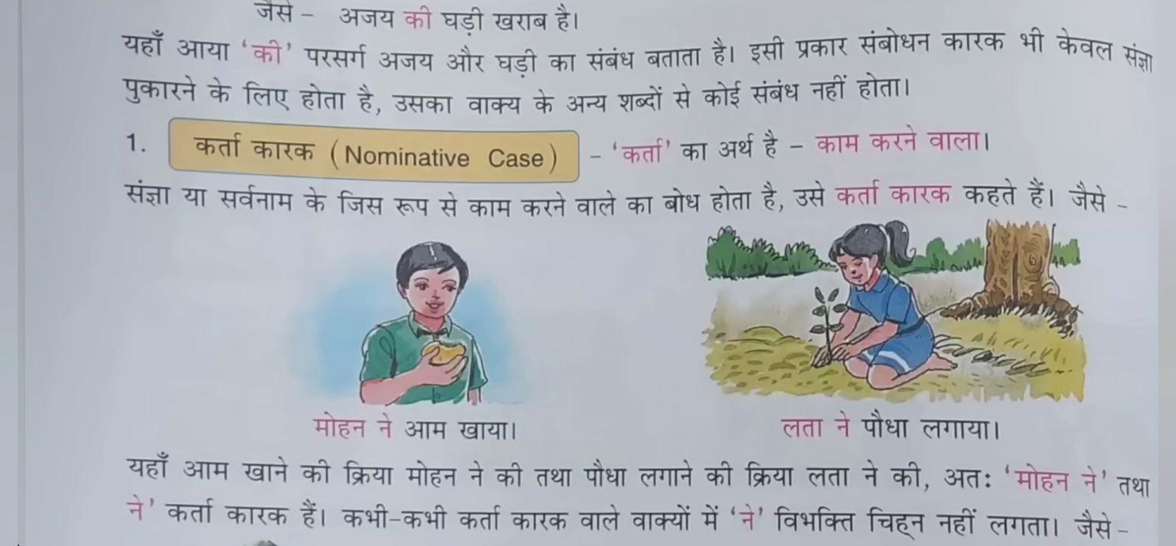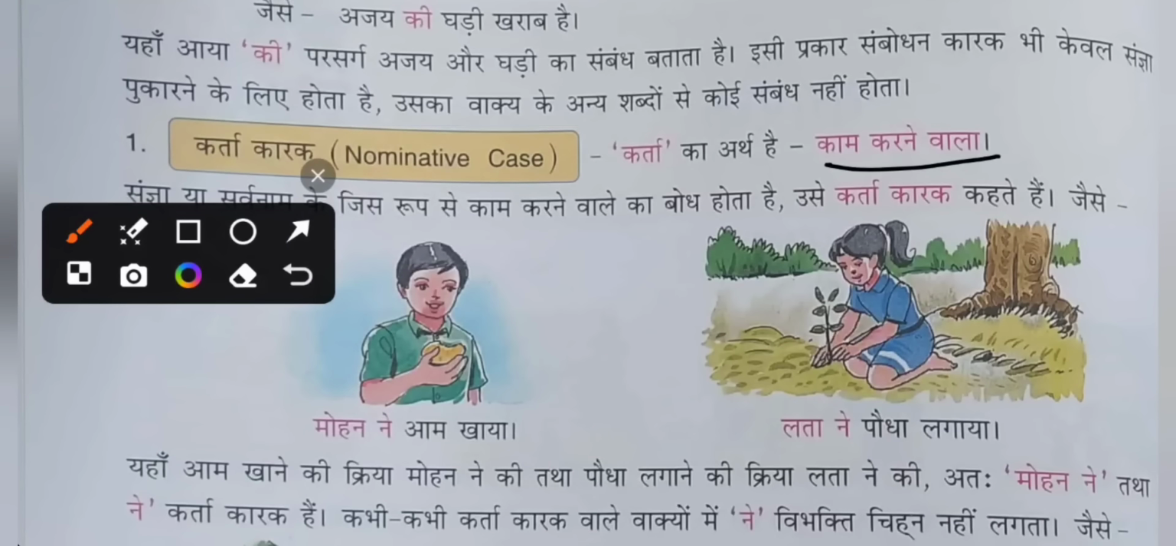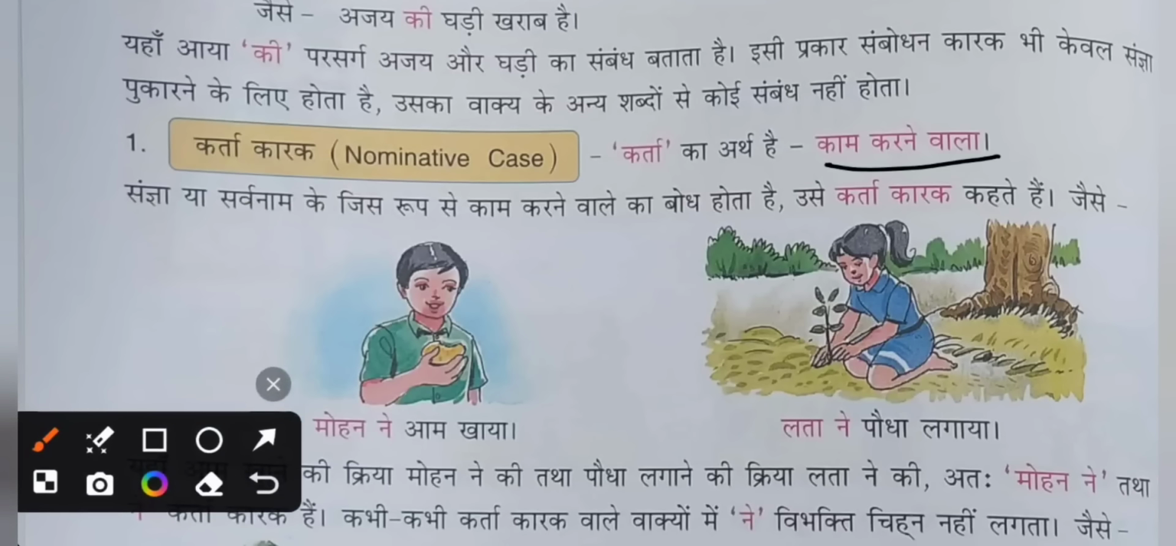First one is कर्ता कारक, nominative case. कर्ता का अर्थ है काम करने वाला. कर्ता means the person who is doing the work. संज्ञा या सर्वनाम के जिस रूप से काम करने का बोध होता है, उसे कर्ता कारक कहते हैं.